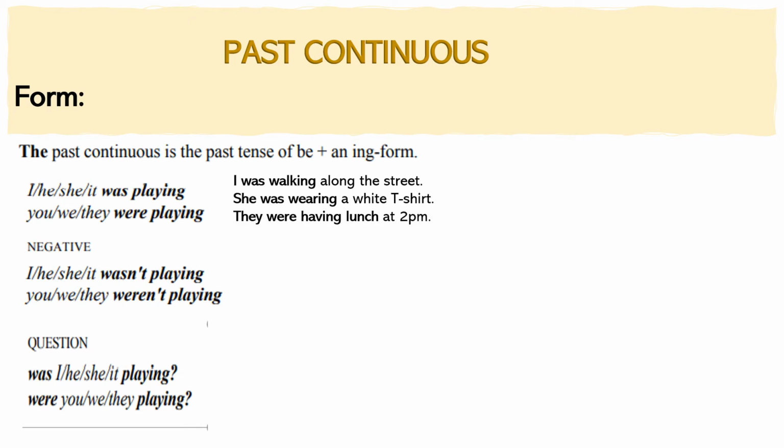More examples. I was walking along the street. She was wearing a white t-shirt. They were having lunch at 2 p.m.